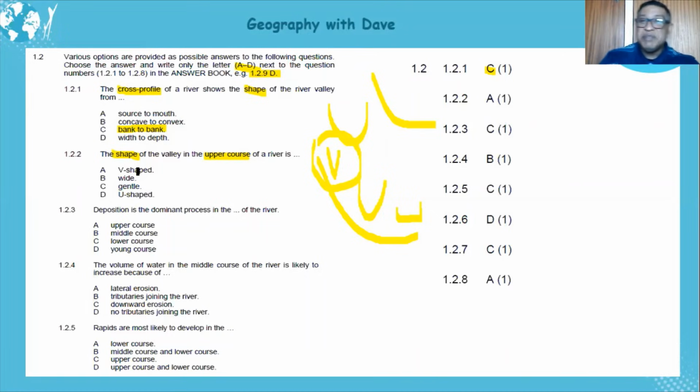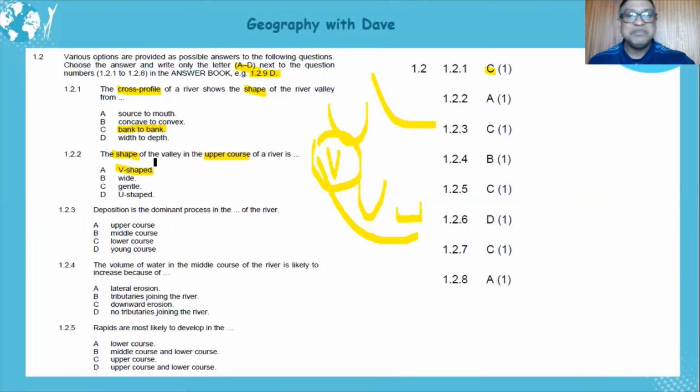Now, maybe sometimes it says a wider V, smaller V, but we got V-shaped. It's wide, no. It's gentle, no. It's U-shaped, no. All right? So I went through all 4 options, and then I say, no, it has to be the first one. Okay, sometimes it says V-shaped, sometimes it will be narrow V-shaped, steep sides, nothing else matches.